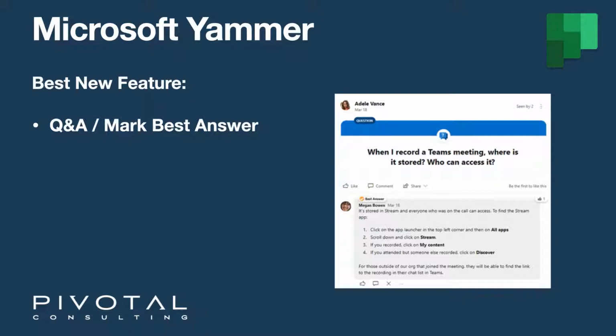So now that it can be easily embedded as an interactive feed in Teams and SharePoint, that story is really quickly changing. Yammer makes an excellent replacement for email distribution groups, creating a searchable knowledge base maintained by your end users. So the best new feature is most definitely, hands down, the Q&A mark best answer feature. Rather than simply asking a question as the default post, it can be added as a question, allowing the poster and the Yammer community admin to mark the best answer, which saves time for others with the same question.